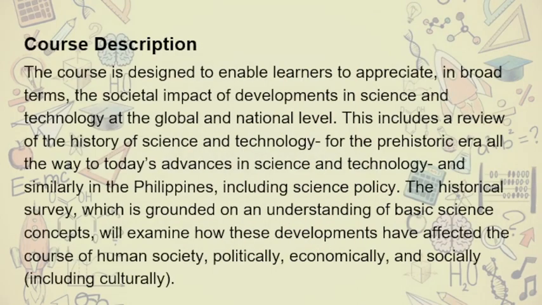The course description for GE5, as it states here, is designed to enable you learners to appreciate in broad terms the societal impact of developments in science and technology at the global and national level. Why? Because there is a correlation between developments in science and technology and their effects on the environment, may it be on an ecological level, global level, economy, environmental, and national level.